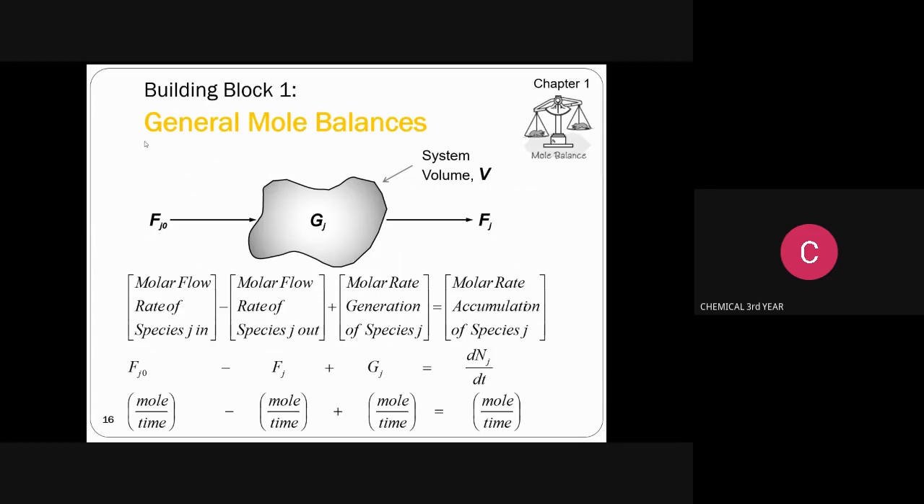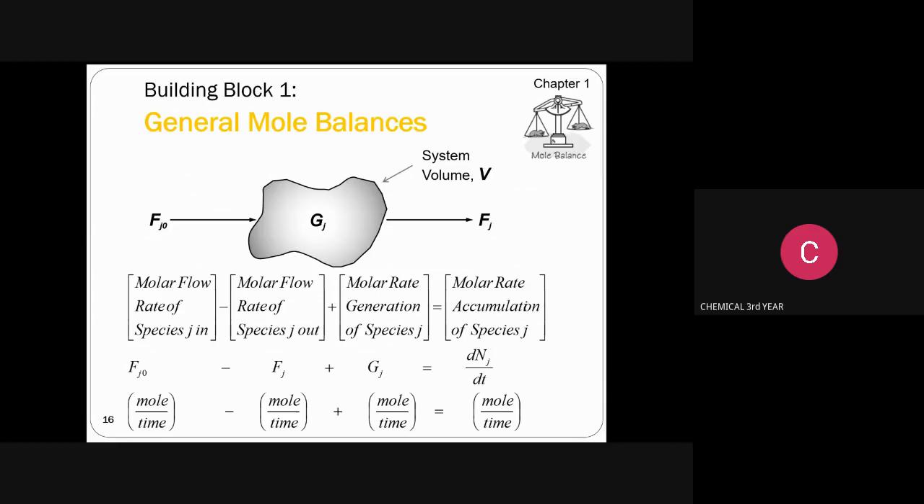Okay. Now this final mole balance equation is denoted as d N J divided by d t. That t is denoted as a differential, so we can eliminate the t now. You can easily remember this equation, d N J divided by d t. Okay. Now we are going to see the units of this equation.